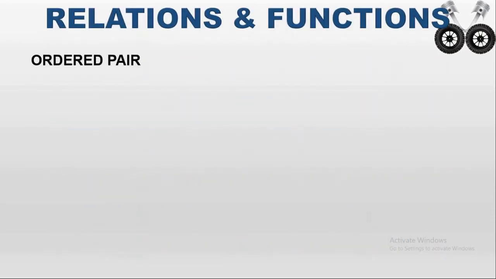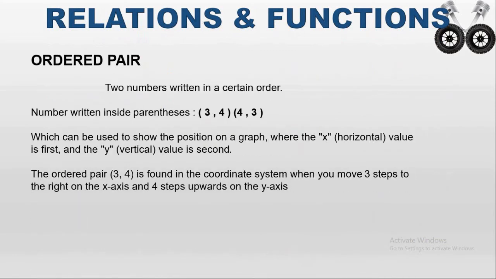So next we are going to see about the ordered pair. So what is an ordered pair? Pair means two. If I want to represent two numbers in a particular order, then it is called an ordered pair. The ordered pair is represented inside brackets. The first number represents the x coordinate. The second number represents the y coordinate.